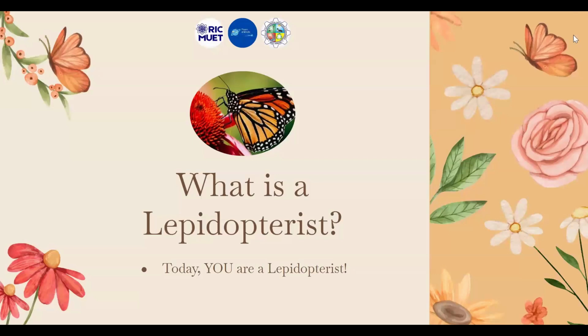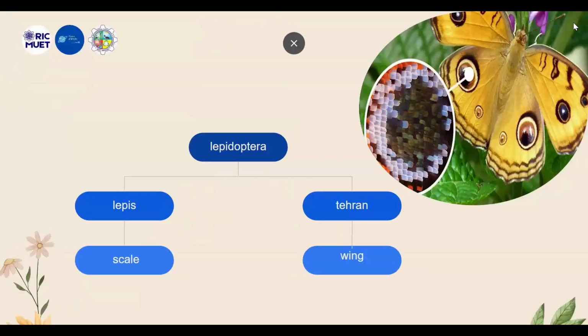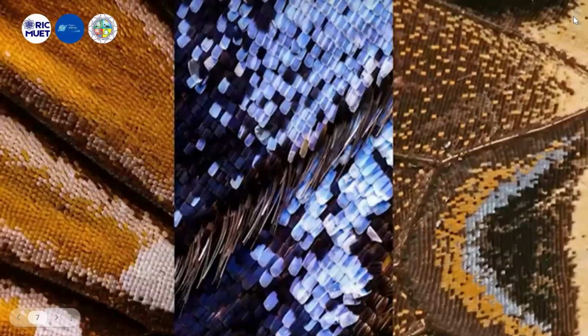Next, please. Yeah, so people who study butterflies are called lepidopterists, and the butterflies themselves are called Lepidoptera. It is a combination of two words from Latin. Lepis means scale and pteron means wings. Next slide.